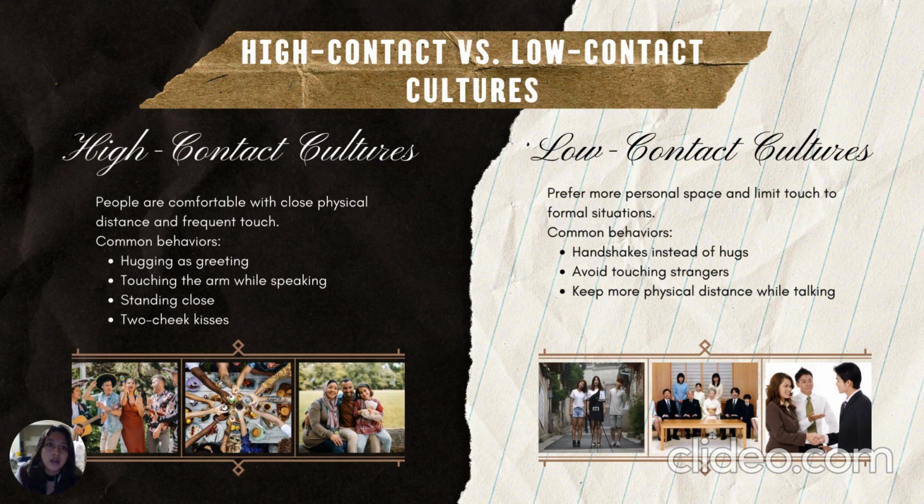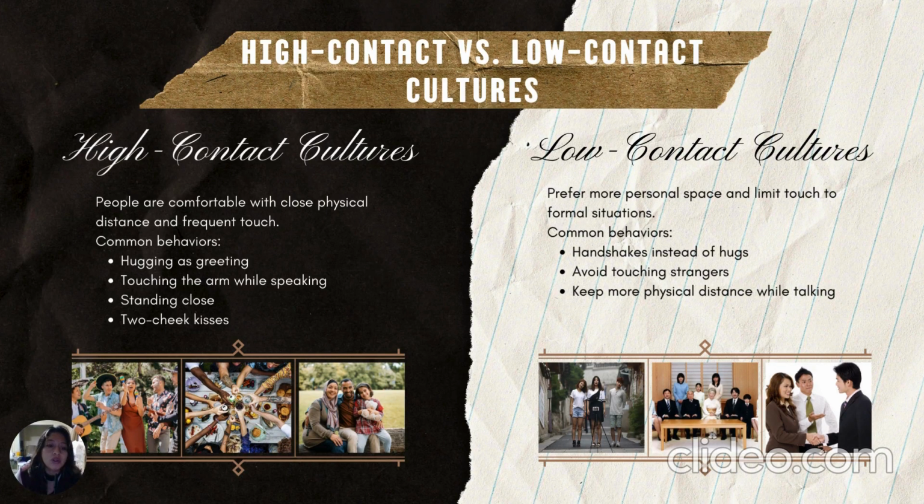The next is high contact versus low contact cultures. First, the high contact cultures. People are comfortable with close physical distance and frequent touch. The common behaviors are hugging as greeting, touching the arm while speaking, standing close, or two cheek kisses. For example, the Latin American cultures such as Ecuador, Colombia, Brazil, etc. And in the first image, we have a Mexican family.